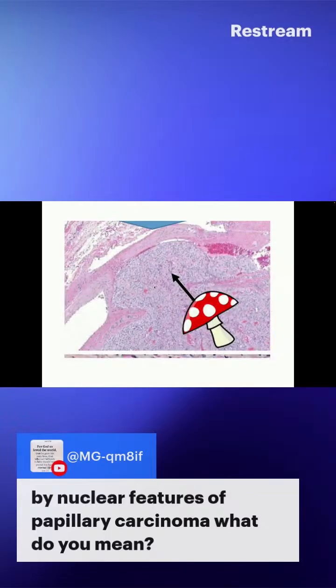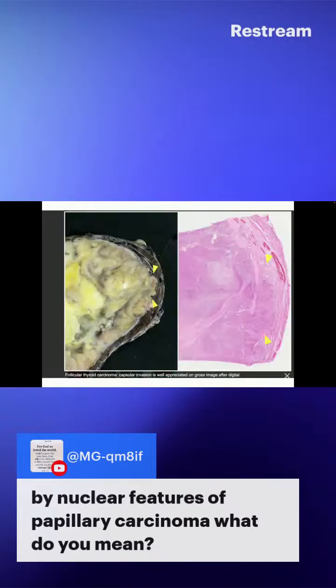So this is what we were saying about the capsular invasion. It looks like a mushroom budding through the capsule. You can see here that this is the capsule, and it's budding and taking the capsule with it. You might argue that the cancer is still here and not going outside. But if it's budding like this, taking the capsule with it, this is also follicular carcinoma.